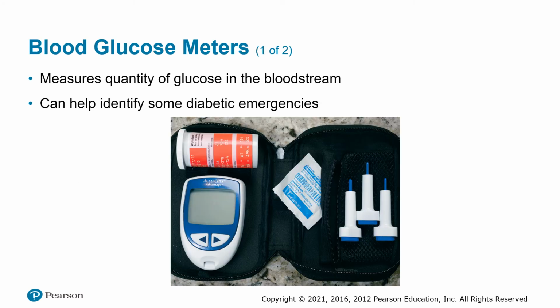Blood glucose meters. This measures the quantity of glucose in the bloodstream. It can help identify some diabetic emergencies. These are fairly cheap as well. What is the cost of these things? The meter itself is typically free. The cost is the strips.